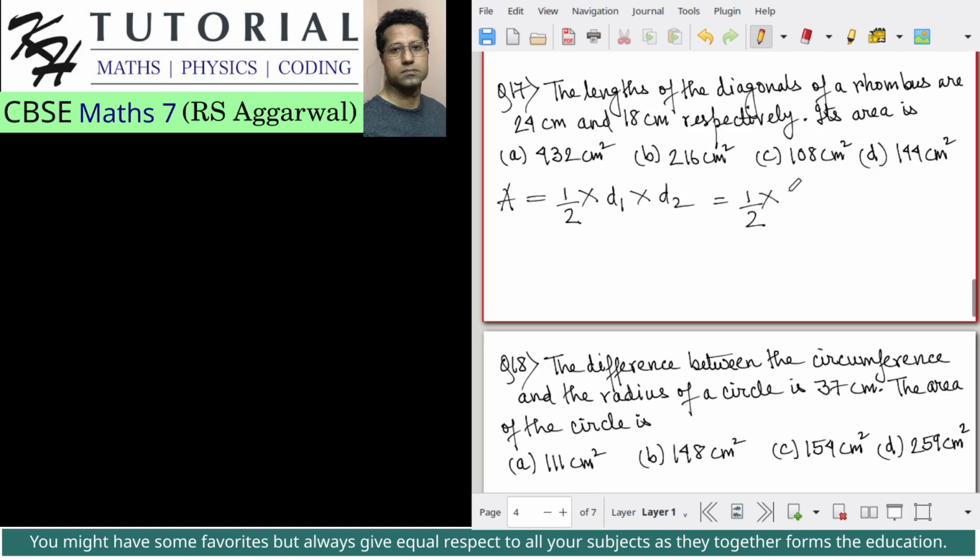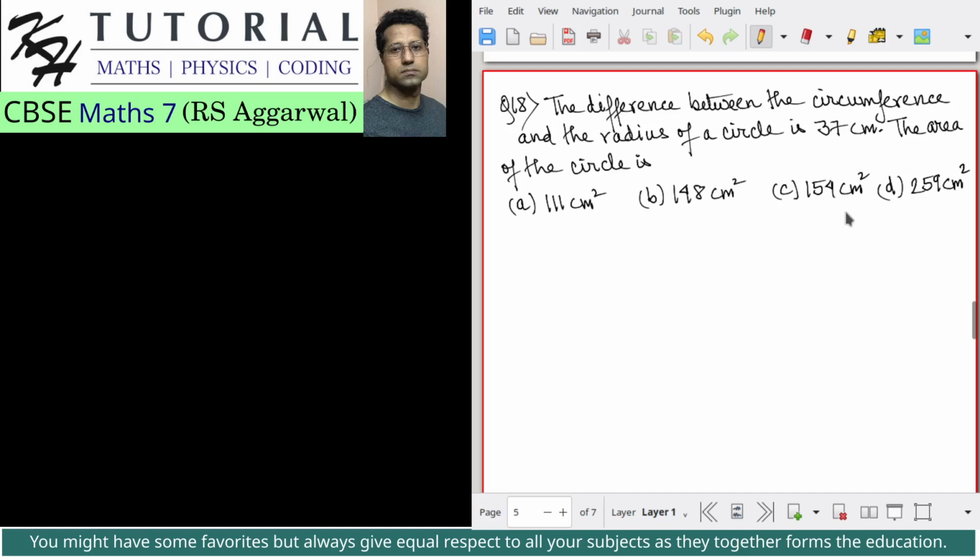So the area will be half multiplied by 24 multiplied by 18, this much centimeter square, and this is 12. So 18 multiplied by 12 is 216. So this is 216 centimeter square. So the area of the rhombus is 216 centimeter square. So the correct choice is B. B is the correct choice. So this was also a direct application of the standard formula for area of a rhombus, which is half multiplied by the product of the two diagonals, length of the two diagonals.